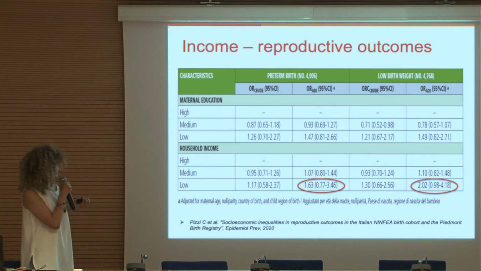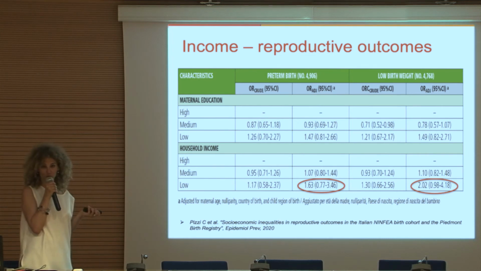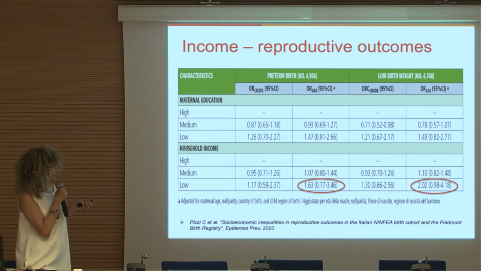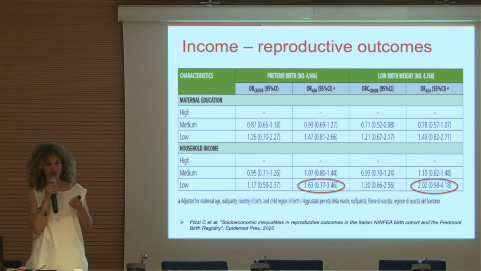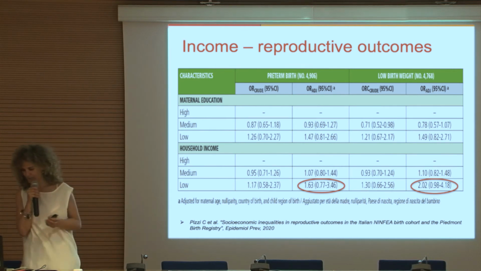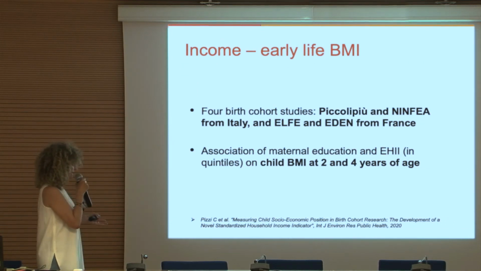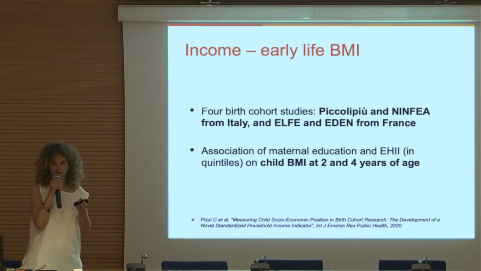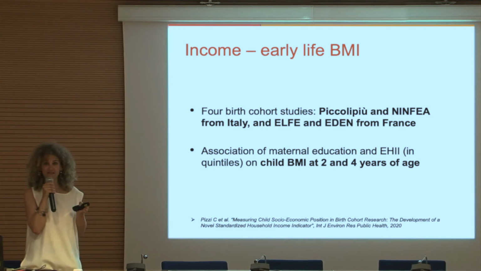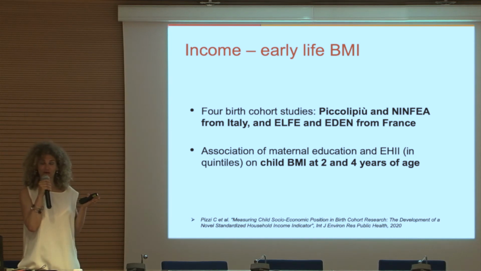And what we observed is that subjects with a low income had an increased odds ratio of preterm birth and an even larger increase for low birth weight. There was also an increase with maternal education, but the effect sizes were smaller. We then studied the effect of the EHII, the income indicator, on child BMI at 2 and 4 years, using data from 4 birth cohorts, 2 from Italy and 2 from France.